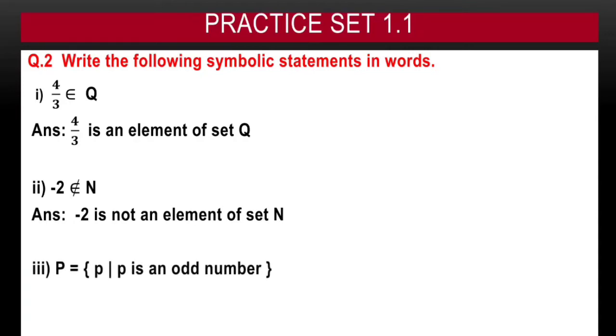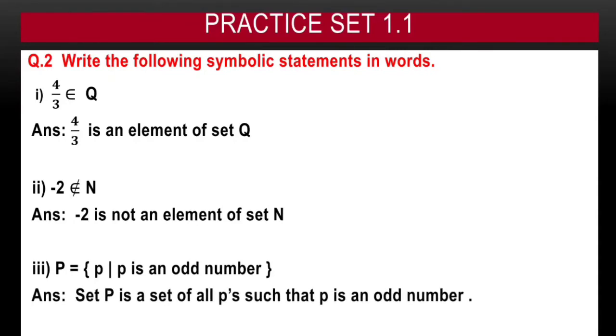Now the third example, P is equal to, in curly bracket, p such that p is an odd number. That straight line is known as such that. So p such that p is an odd number. This is very simple. How can we write it down? Set P is a set of all p's such that p is an odd number.